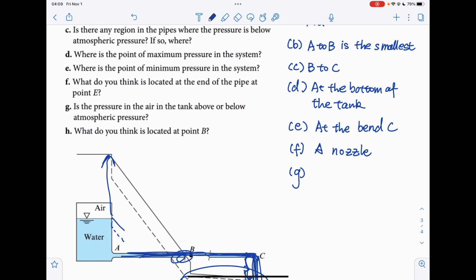So we're gonna say it's above atmospheric pressure.